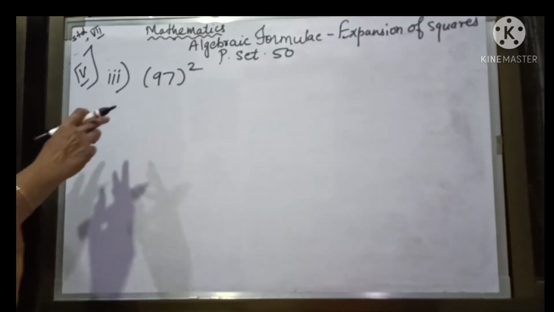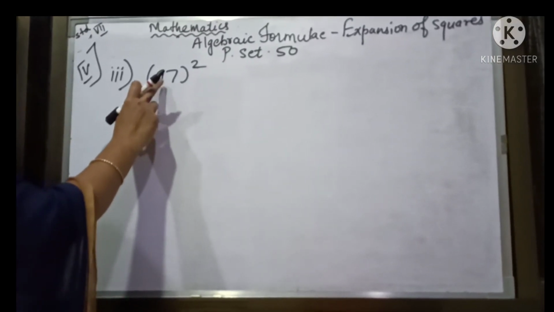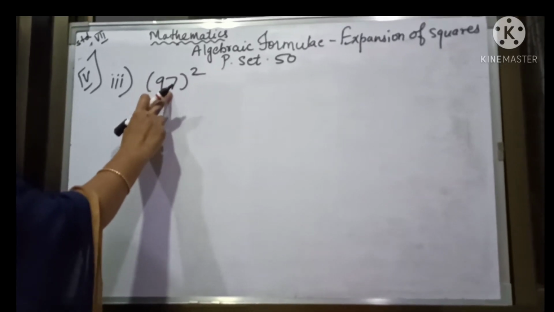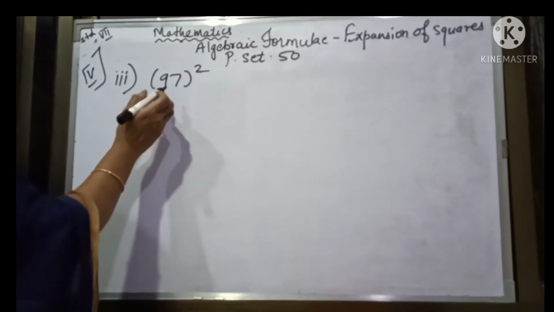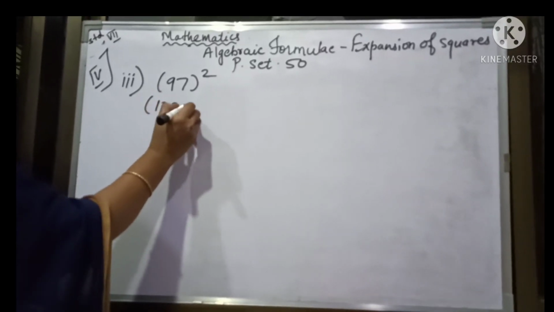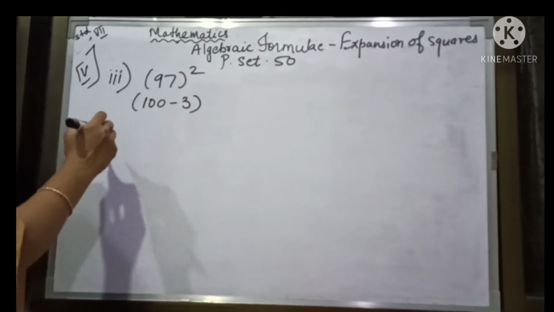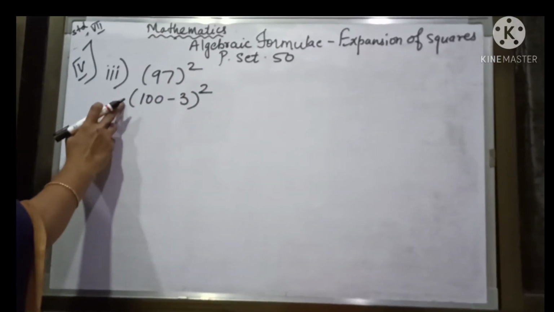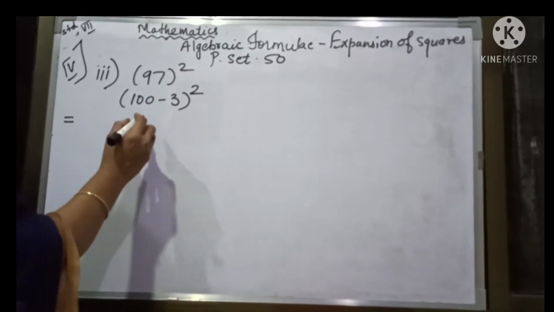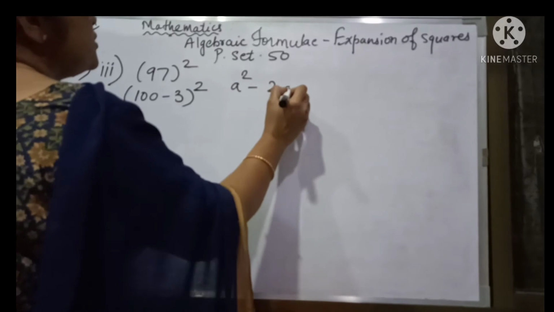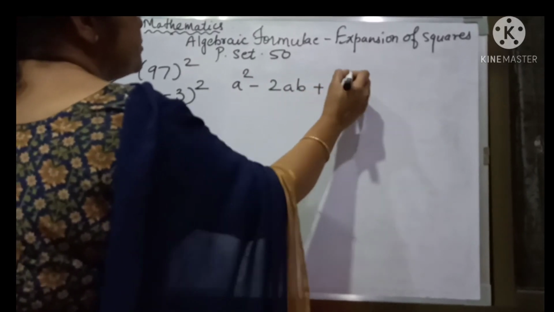You have to find out the value of this number, or the expanded form of 97. So 97 is near to 100. So I will write it in the form (100 minus 3) bracket square, that is 97, and we have to find out the expanded form. So we will be using this formula a square minus 2ab plus b square.